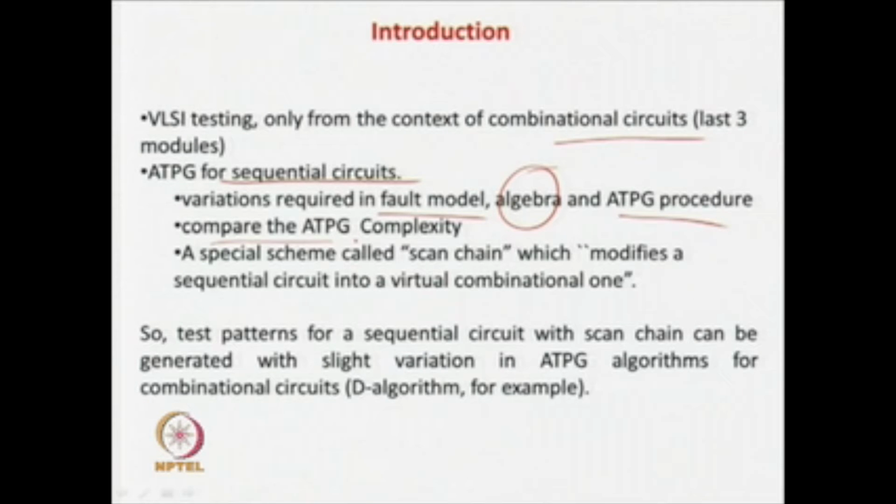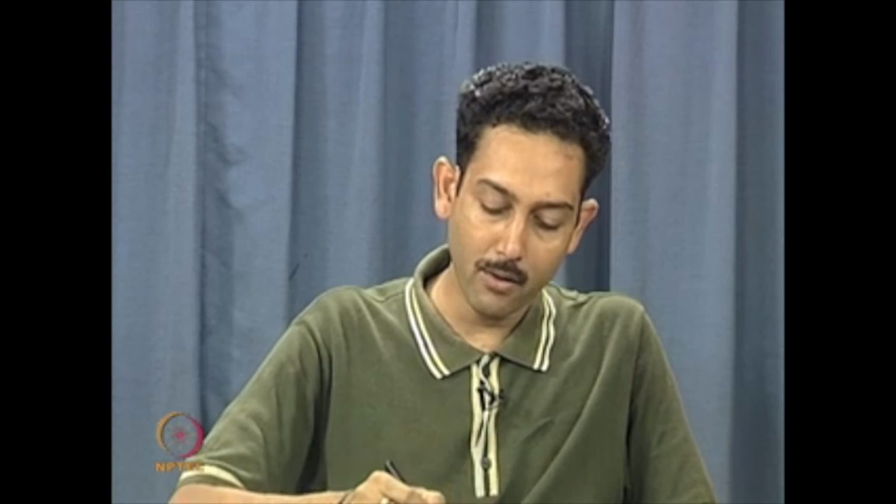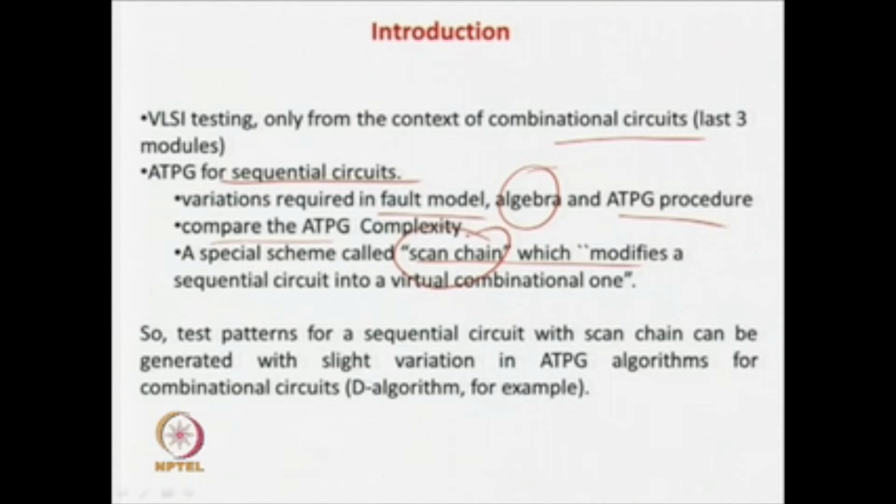In the next lecture, maybe we will see something like a scan chain, which can help you in ATPG. We will show that the ATPG procedure complexity in sequential circuits is much higher than in combinational circuits. Following that, we will find a design technique called scan chain, which will help reduce the complexity and help in ATPG for sequential circuits. That will be in the next 2 lectures maybe. Also, test pattern generation for a sequential circuit with scan chain can be done with the same ATPG algorithms, like the D algorithm and others. We will see this in detail slowly.